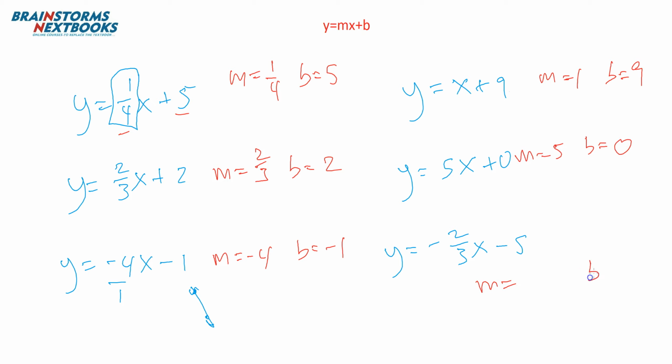All right, look at this one. M and b, right? My slope, no problem. -2/3. Who cares that it's negative? That's not weird. And this is not 5. This is -5. So that's the explanation for y equals mx plus b.